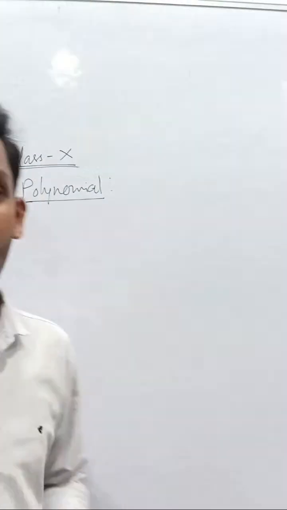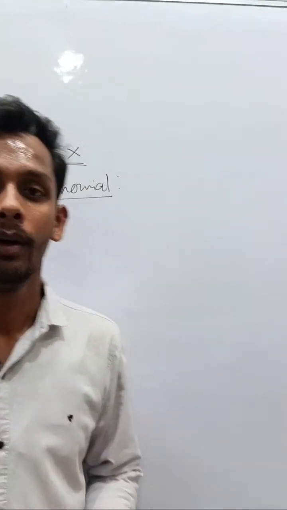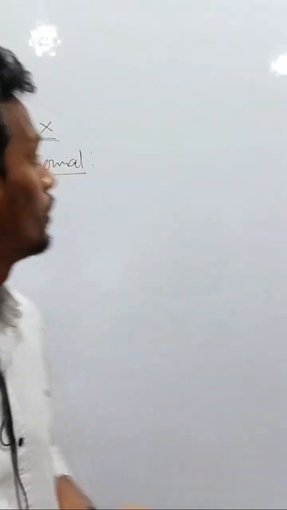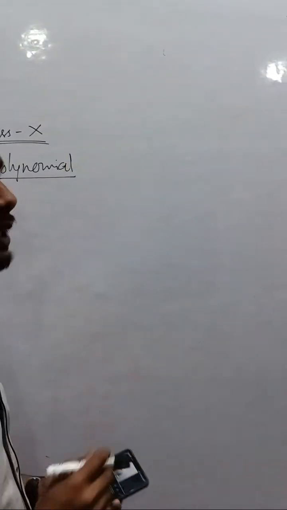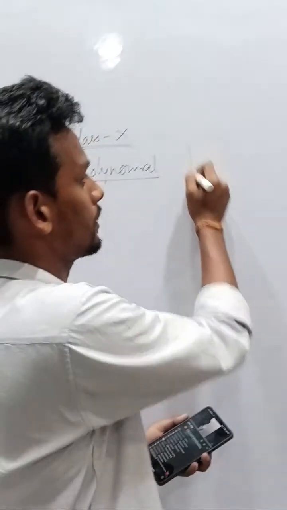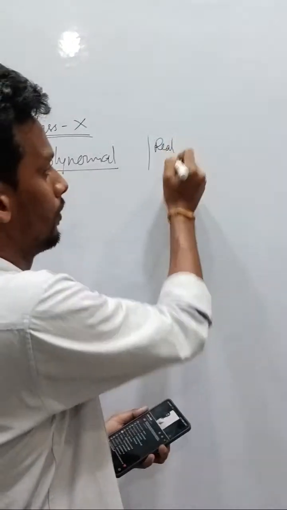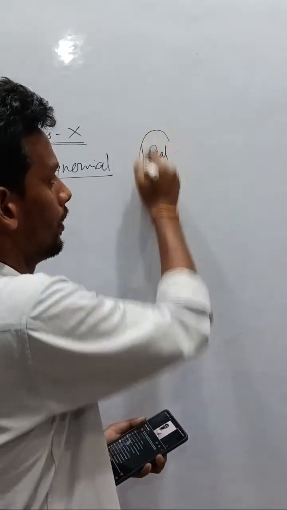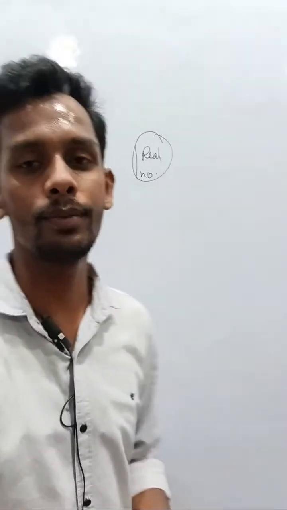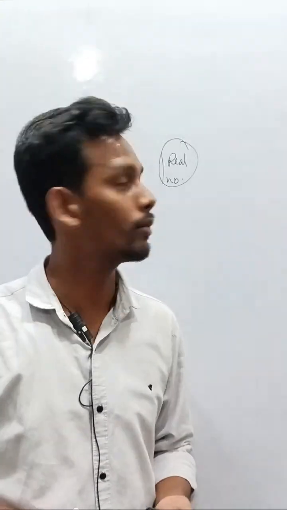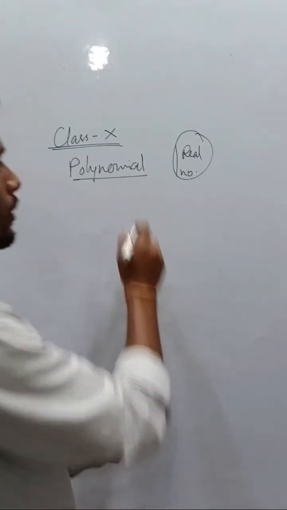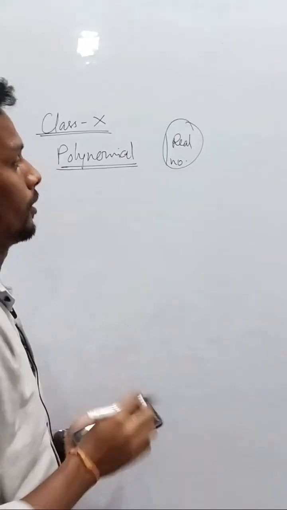So first, dear students, for class 10, this is your second chapter, polynomial. First thing you should know the syllabus well. What is the syllabus of class 10? Your first chapter is real number. I think all of you have finished this chapter because this is the first chapter. So today we are going to start the second chapter, that is polynomial.